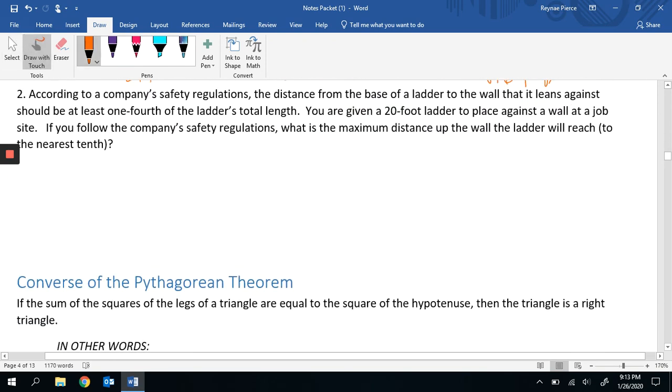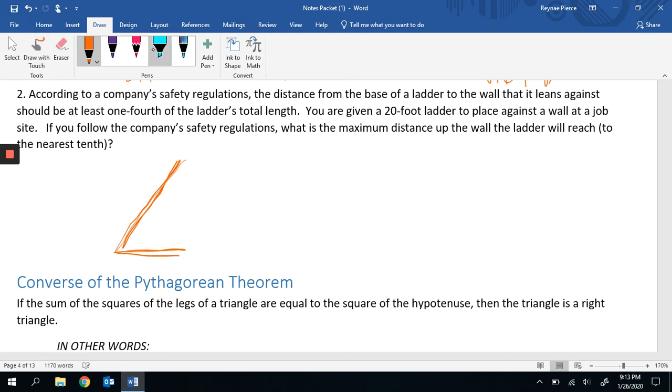Example 2. According to a company's safety regulations, the distance from the base of the ladder to the wall that it leans against should be at least 1/4 of the ladder's total length. If you are given a 20-foot ladder to place against the wall, again, that ladder is going to be the hypotenuse. We need to know the maximum distance up the wall.